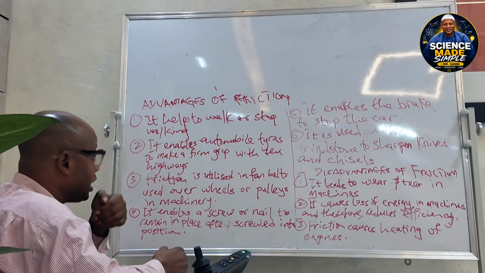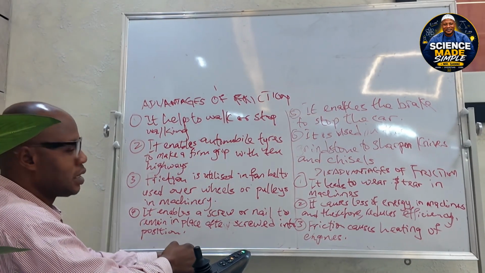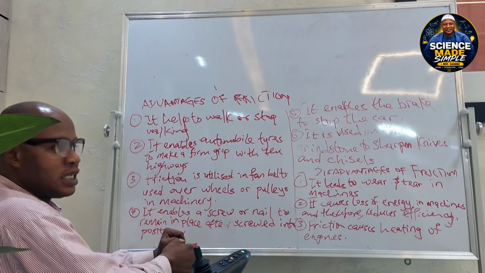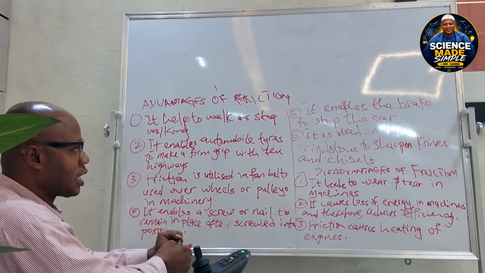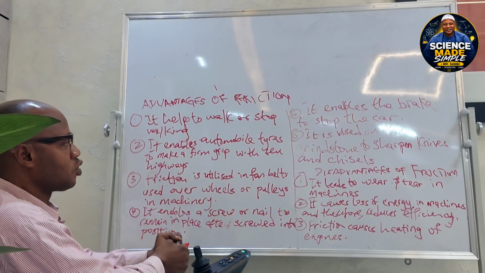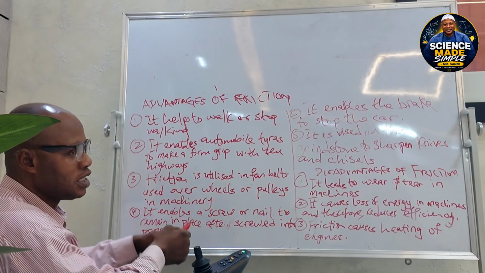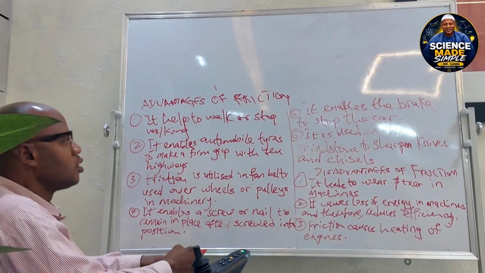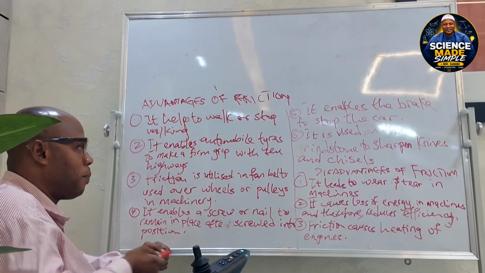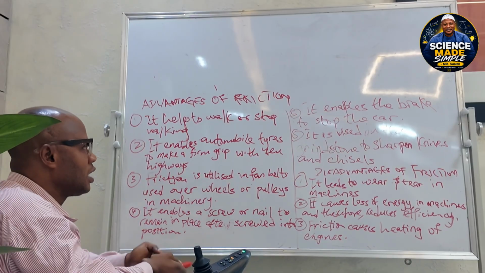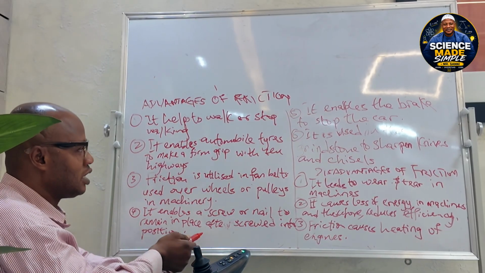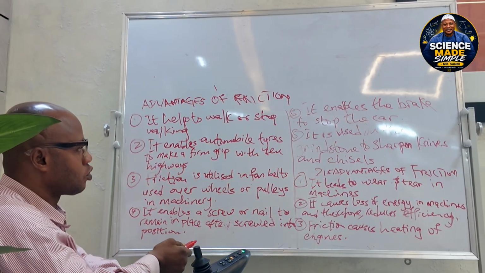Number 5, it enables the brake to stop the car. That is, with frictional force, the brake can easily be applied on the car to stop the car moving. Because of friction, the car will just be going, but if you apply the brake, frictional force enables the brake to catch the tire so that the car will stop moving.